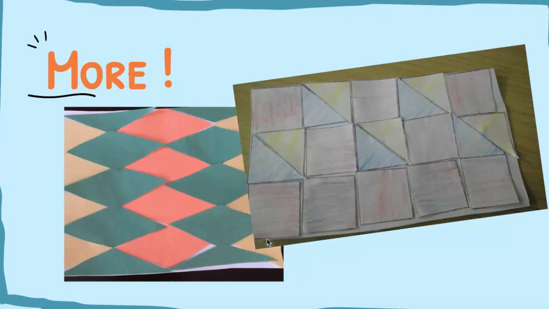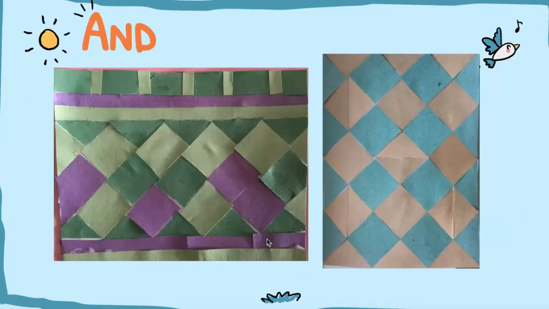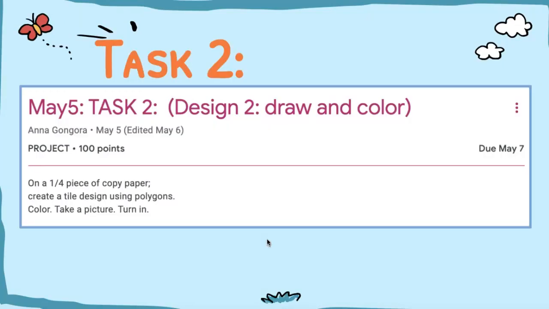All right. For task number 2, that was given on May 5. This one is different. This is the second design. So draw and color on a 1/4 piece of paper. We worked on this together during the class, so there should be no reason for you not to make it. Create the dollar sign using the polygons, color, take a picture and turn it in.